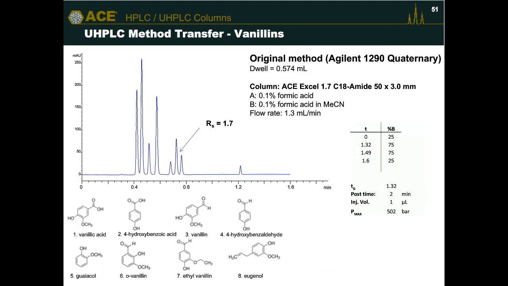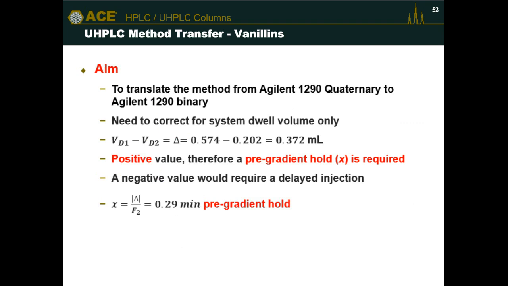Just to show you that with a nice example to finish, here's some vanillins running a very fast gradient, so 1.6 minute runtime here, 1.32 minute gradient. And you can see the critical pair has a resolution just below 2, so 1.7. We're moving that from our quartz system to a binary system. The binary system has a lower dwell volume here, you can see from the equation. That gives us a positive value, so we need to add an isocratic hold at the start of the method. The flow rate tells us how long that should be.